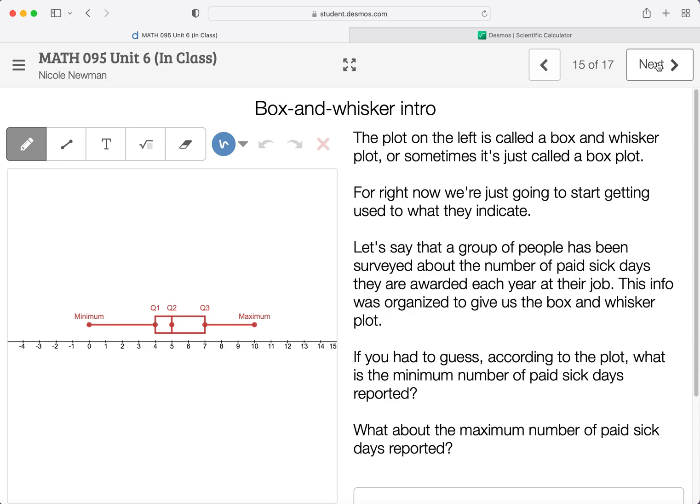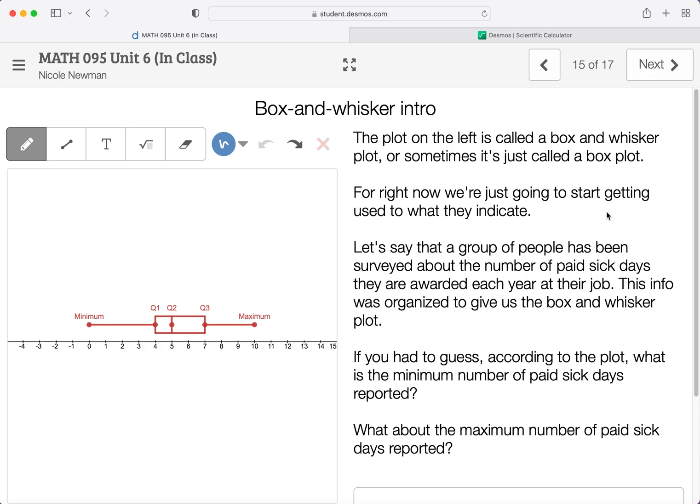This one is called a box and whisker plot. There's a big box chunk here in the center, and then these edges over here are supposed to be the whiskers. Okay, so box and whisker plot. Let's say that this comes from a group of people who has been surveyed about the number of paid sick days that they're awarded each year at their job.